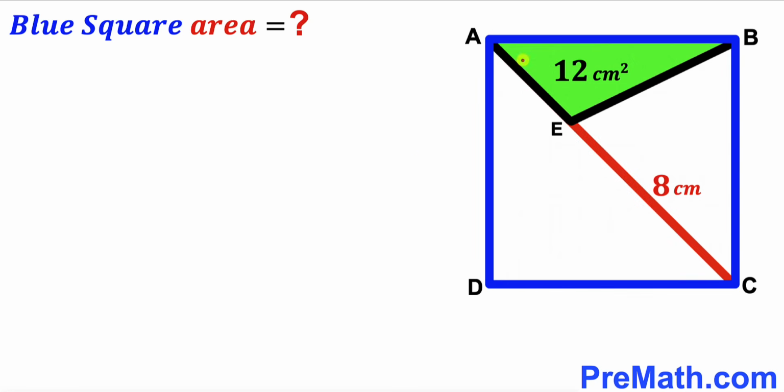Welcome to PreMath. In this video, we have this blue square ABCD along with this diagonal AC, as you can see in the given diagram. Moreover, we have this green shaded triangle ABE, and the area of this green shaded triangle is 12 centimeter square. Furthermore, this segment EC length is 8 centimeter. Now our task is to calculate the area of this blue square ABCD.